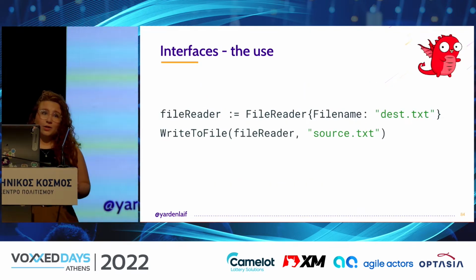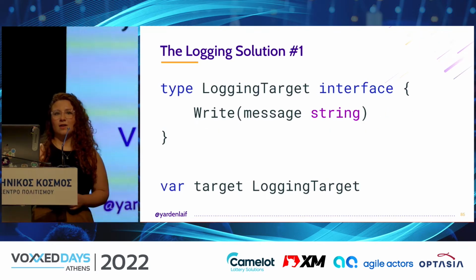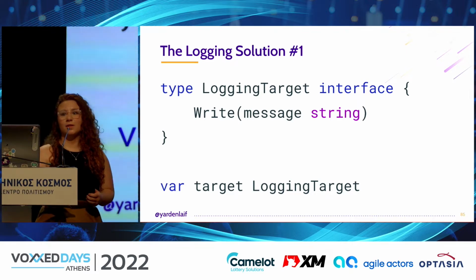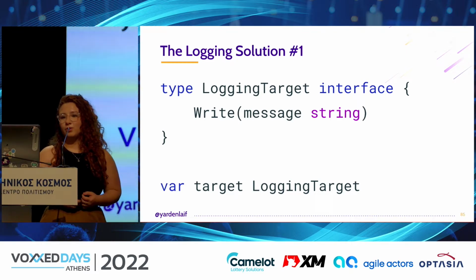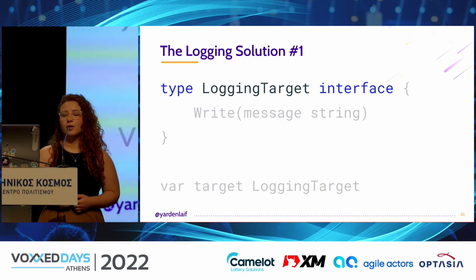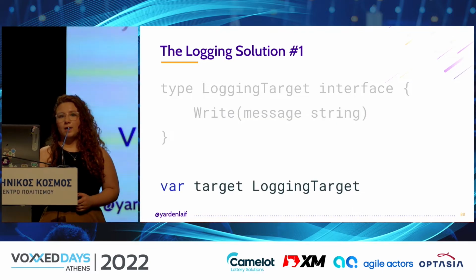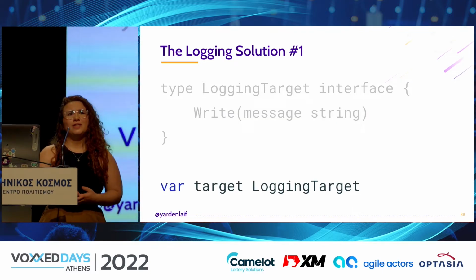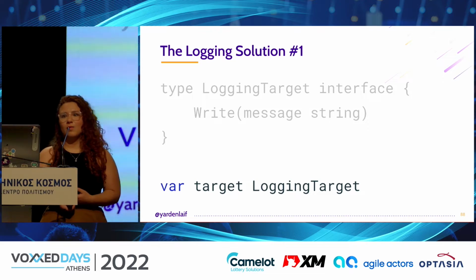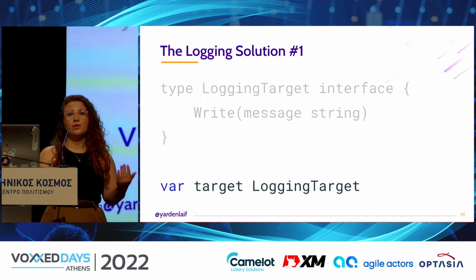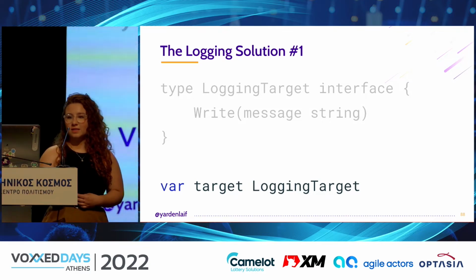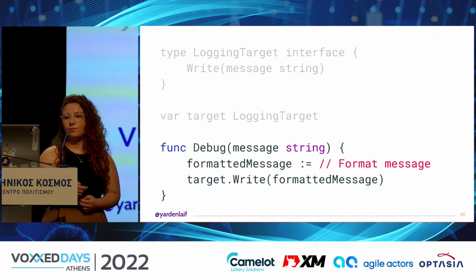So now that we know how interfaces work, let's get on to our logging solution. As I promised, there will be more than one. Now, the first solution is to create a logging target interface, create a write method for that. This write method doesn't return anything. It just accepts the message parameter. And in Java, you need everything to be a class, but in Go, it's not that way. So in this case, I'm just creating a global variable, which will exist everywhere, and its name will be target, and its type will be logging target.